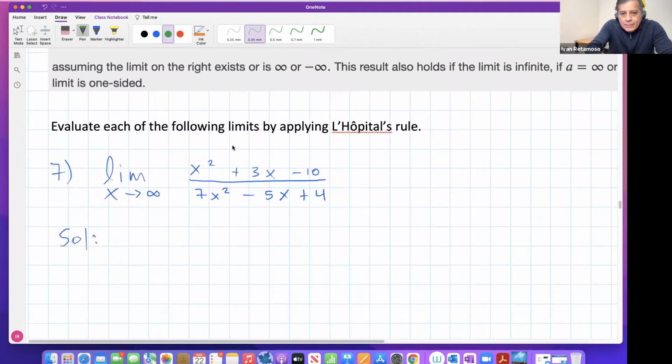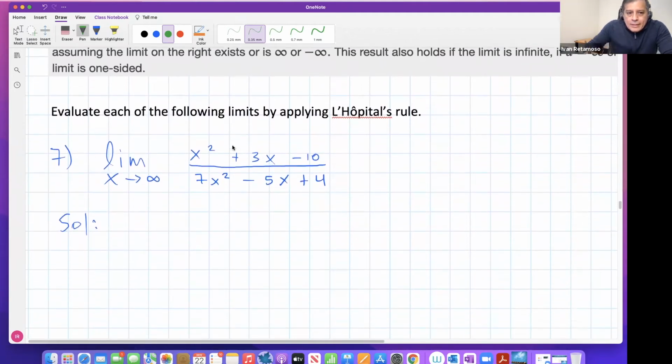Suppose they ask you to evaluate this limit as x approaches infinity of x squared plus 3x minus 10 over 7x squared minus 5x plus 4. What to do? Well, first, if you attempt to just plug in infinity, thinking of plugging in a huge number like 1 million, 1 billion, just to see what happens, then you will get the following.